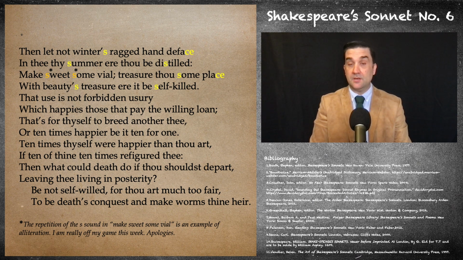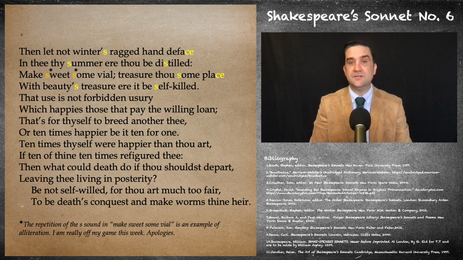Two, consonance can be made much more palpable, much more obvious, and much more robust if the repetition of the consonant sound appears at the beginning of a word. If the repetition of the consonant sound appears at the beginning of the word, this is what we call alliteration. And we have an example of alliteration in Sonnet No. 6, but it doesn't appear until the third quatrain, so we'll get to it shortly.